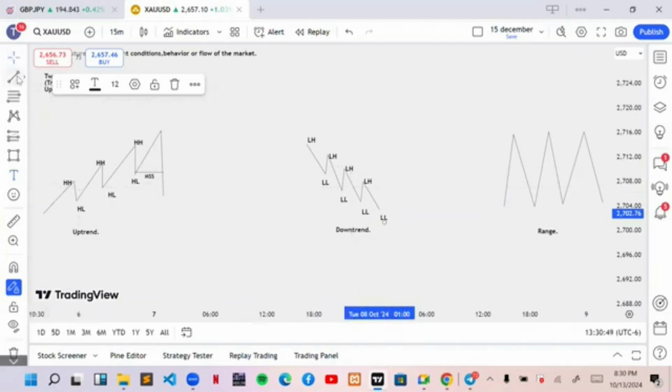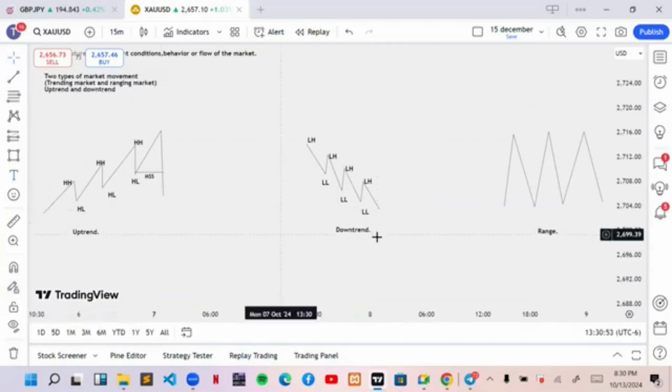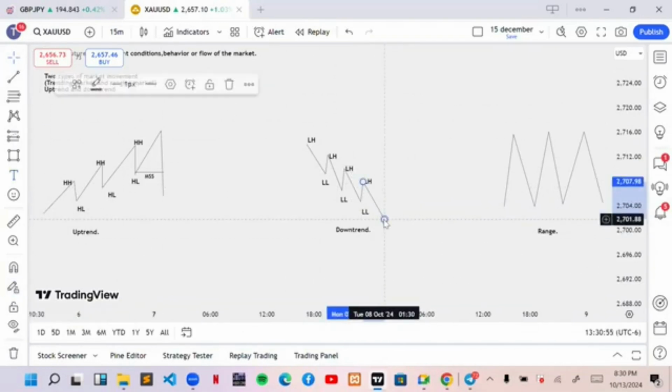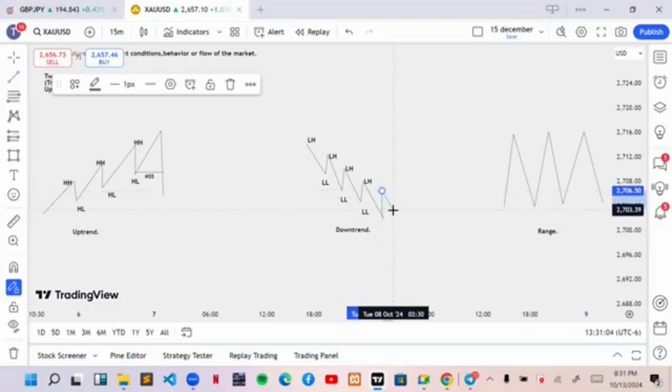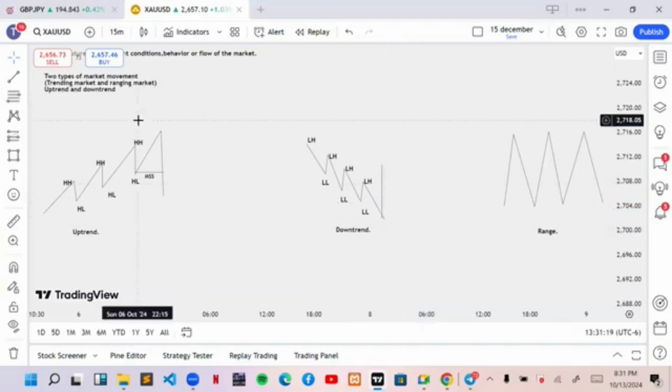But in a situation where the market now does something like this, so this is the last lower low here, and the market does something like this. Instead of continuing the downtrend by making another lower low and going down, the market now does something like this, breaks this high and makes a higher high. So this is no longer a downtrend. There was now a market structure shift here.